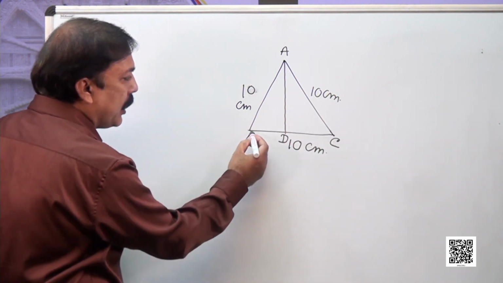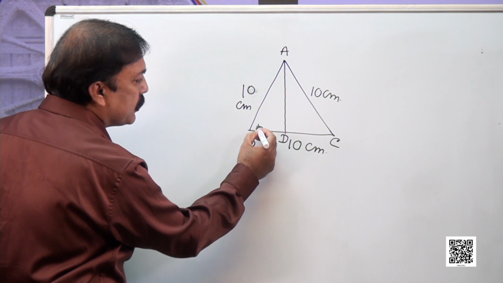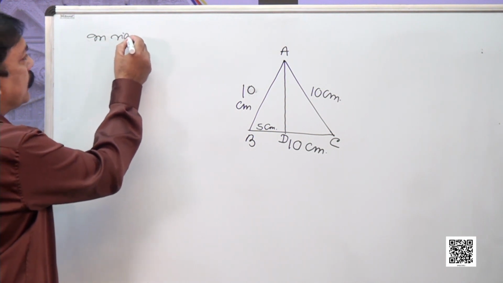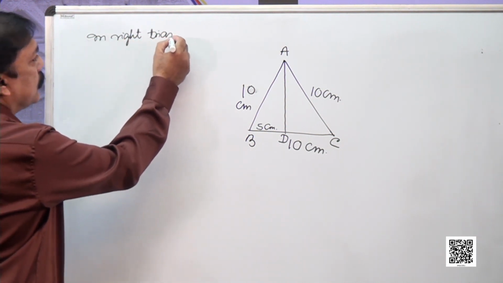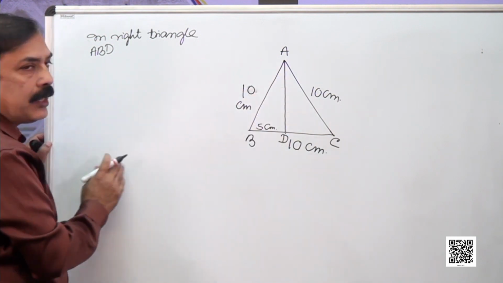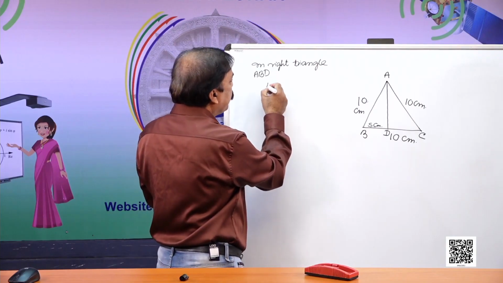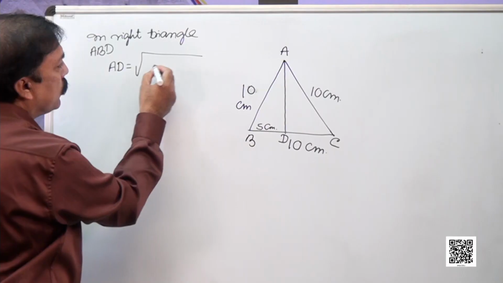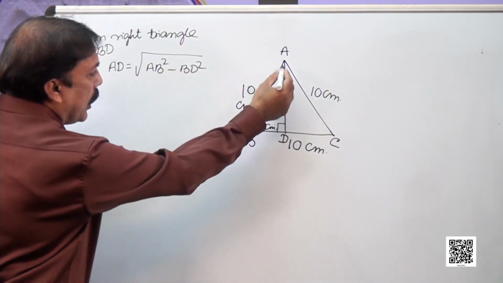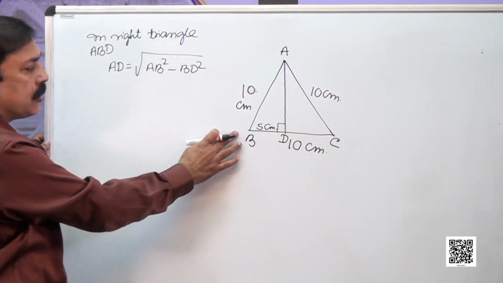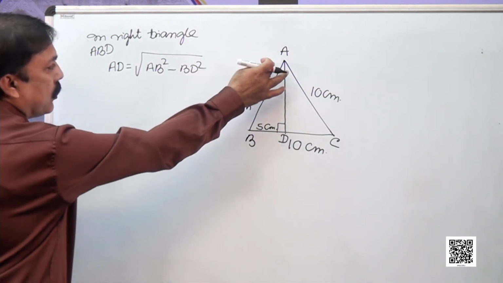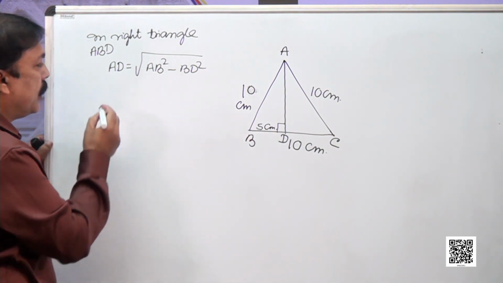As AD bisects BC, BD is 5 centimeter. Now you see, in right triangle ABD, by using Pythagoras theorem, we can say that AD is equal to square root of AB square minus BD square, because in right triangle ADB, AB is the hypotenuse and BD and AD are the other sides.